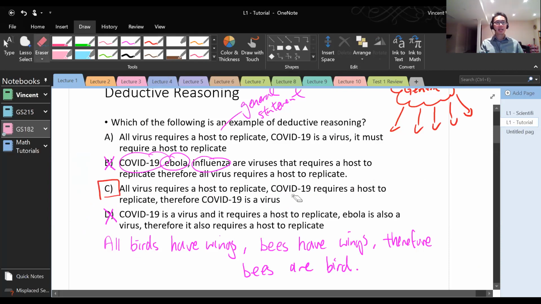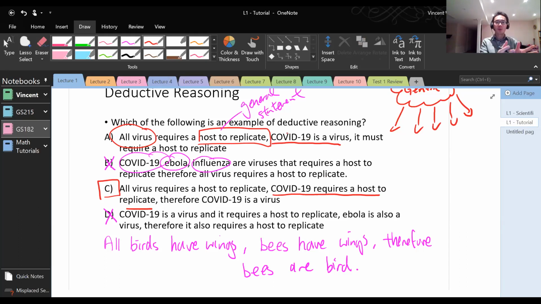And you can see why it is not correct using the bee and the birds example, right? Okay, because look at the ending. It's different. It says COVID is a virus, but here it says COVID requires a host to replicate. The general statement states that the virus requires a host to replicate, not the other way around, right? Not like everything that requires a host to replicate is a virus. You see that the order of the wording actually matters in this case.